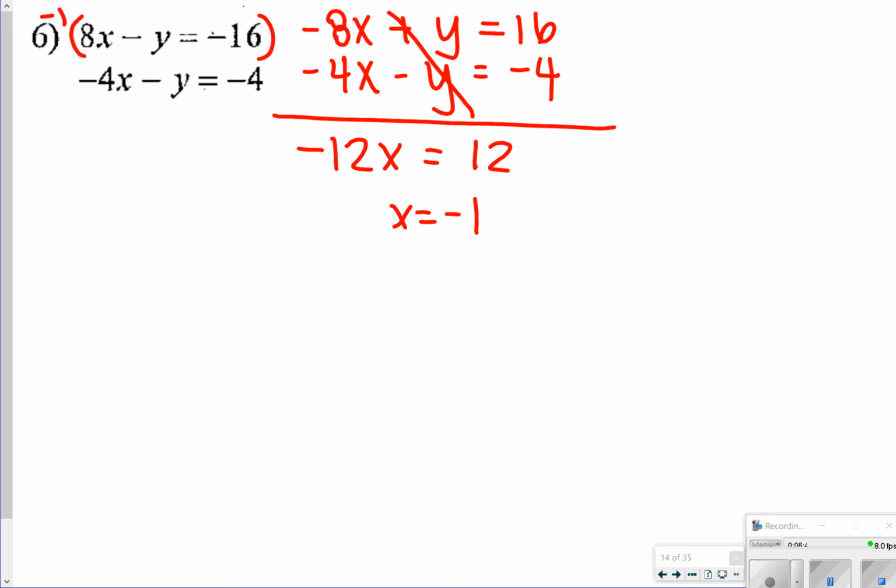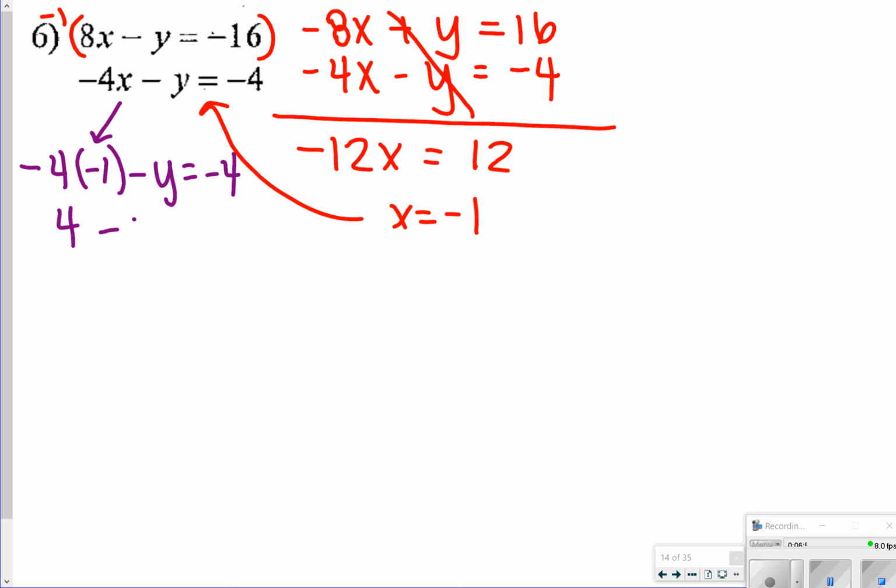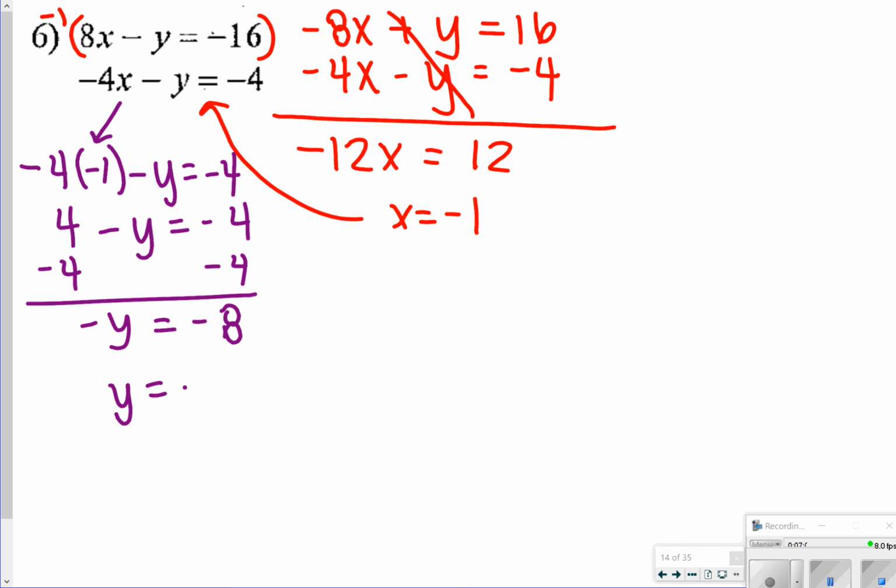Now I can take that and maybe plug it back into this one right here. So what I've done is plugged in negative 1 where the x is located. Now I can solve for y. So I'll get 4 minus y equals negative 4. I'm going to go ahead and subtract 4 from both sides, so I get negative y is equal to negative 8, which means y is equal to positive 8. So for number 6, I get negative 1, comma 8 as my answer.